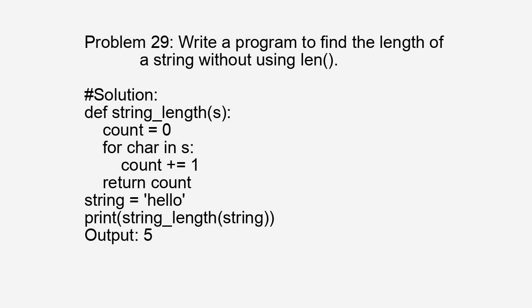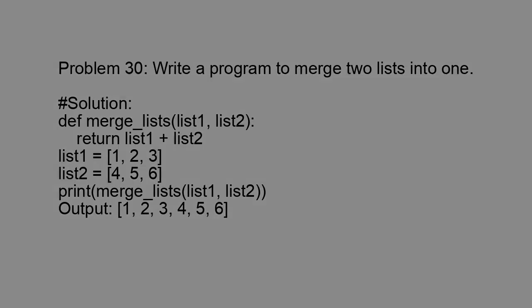Problem 29. Write a program to find the length of a string without using len. Solution: def string_length(s): count = 0. for char in s: count += 1. return count. string = "hello". print(string_length(string)). Output: 5.